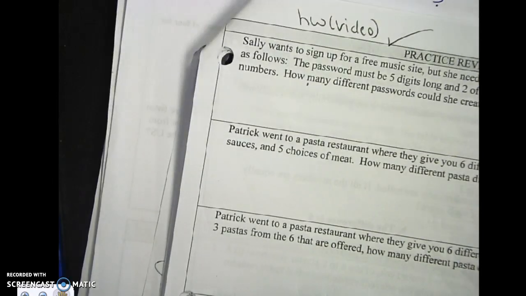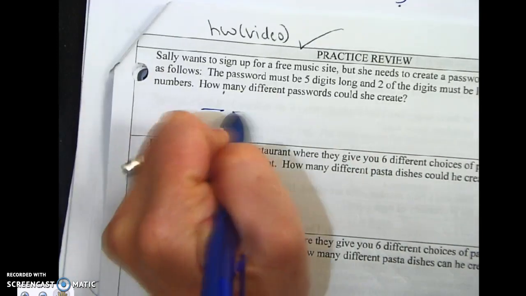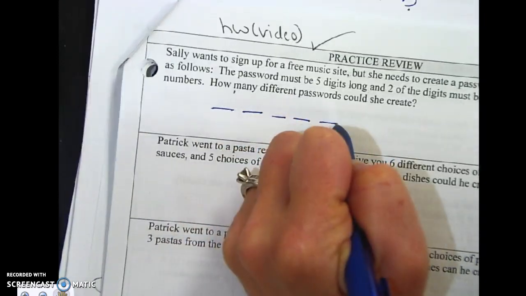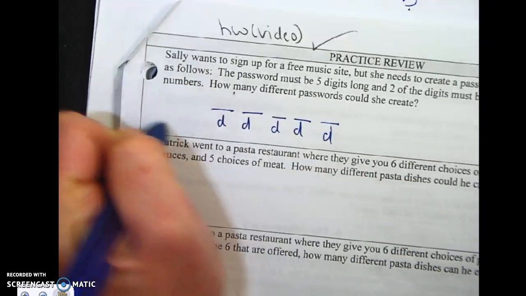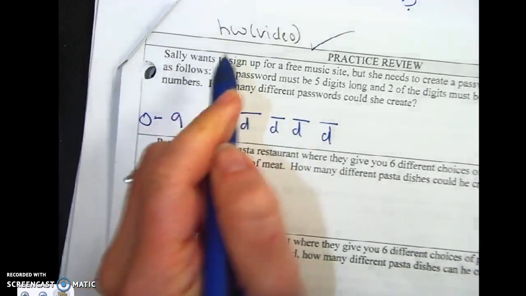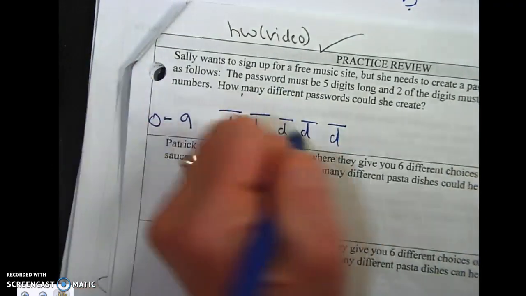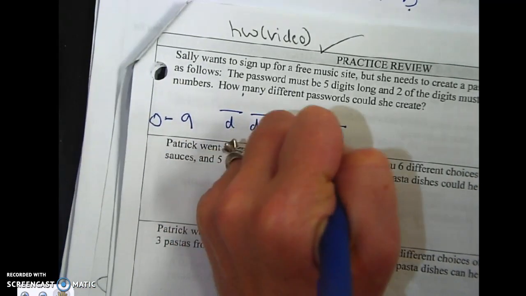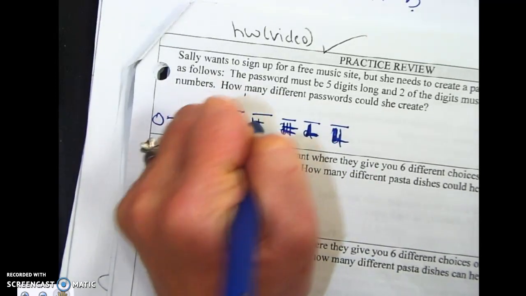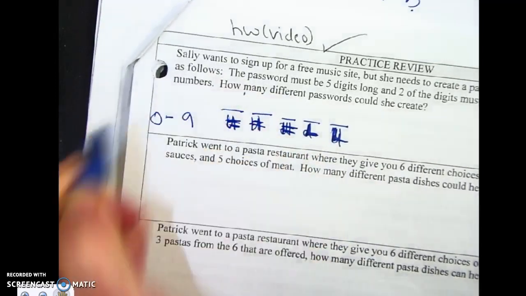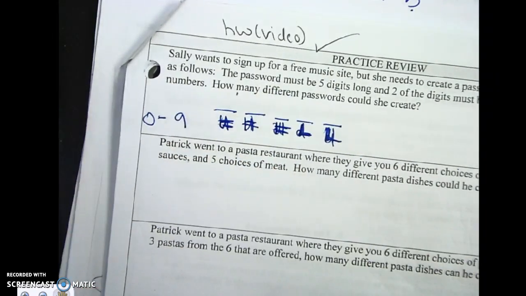So let's see. All right, we're dealing with a password. So it's 5 digits long, 1, 2, 3, 4, 5. So they're digits. And you can use the digits 0 through 9. 2 of the digits, wait. Oh, 2 of the digits must be letters. So, okay. That's a letter. And that's a letter. These are numbers. These are numbers. And let's see. It looks like I can repeat the numbers.